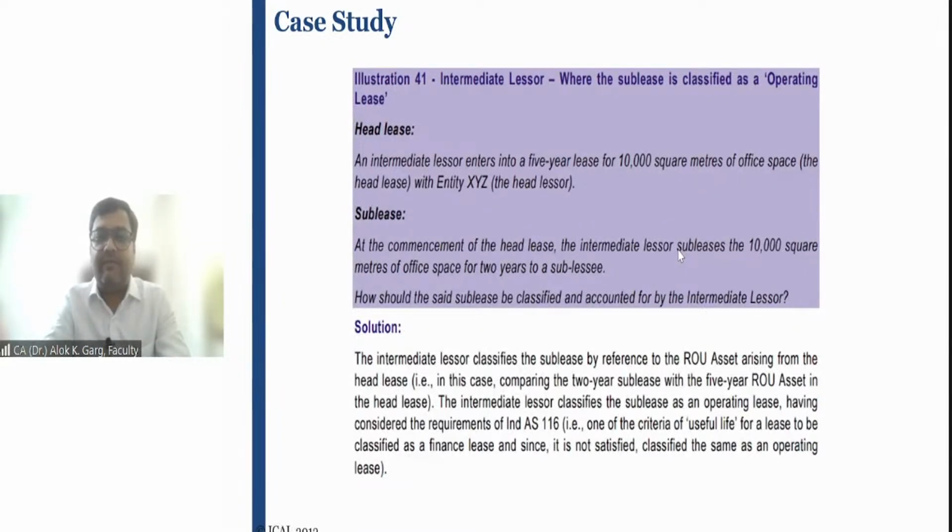I hope it is clear, friends. Do you have any doubt? Please do let me know. I need your confirmation, and only after that I will start this new concept of sale and leaseback transaction. Can I have your confirmation, please?